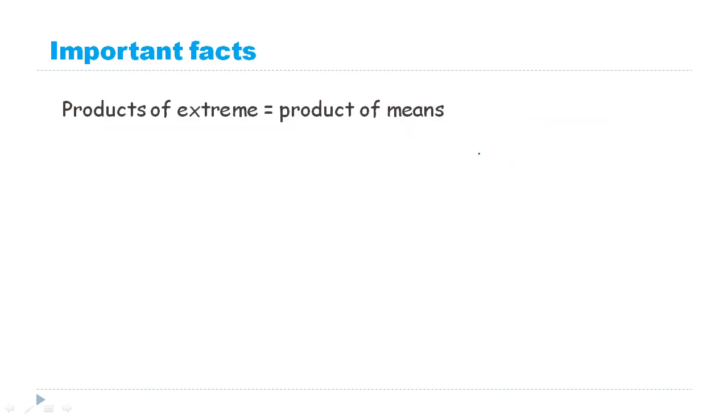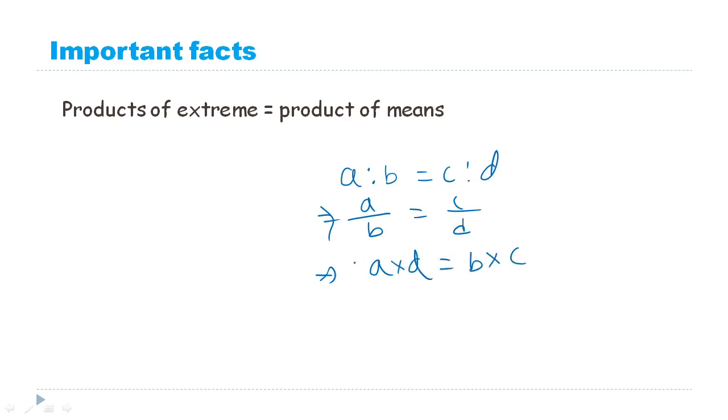And some important facts, let us see: product of extremes and product of means. I have already discussed this, because I told you that if A is to B is equal to C is to D, that means if A, B, C, D are in proportion, we can write this as A by B is equal to C by D. And A by B equal to C by D means A into D is equal to B into C. Here you have noticed that A and D are known as extremes. So this is the product of extremes.